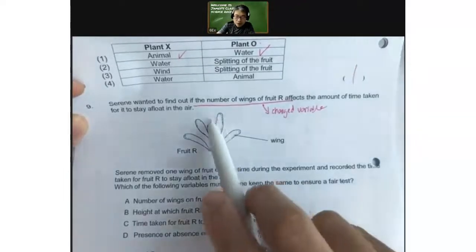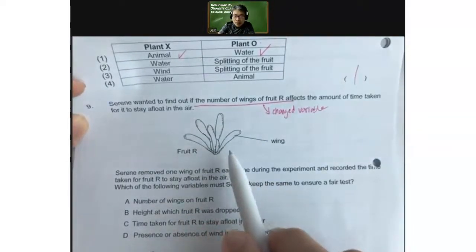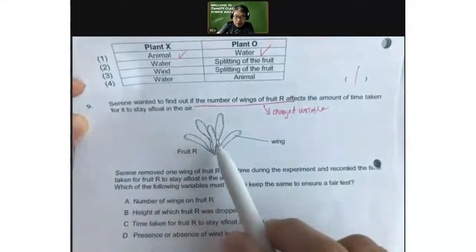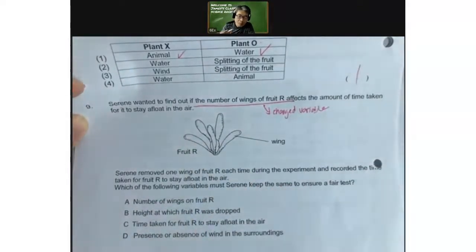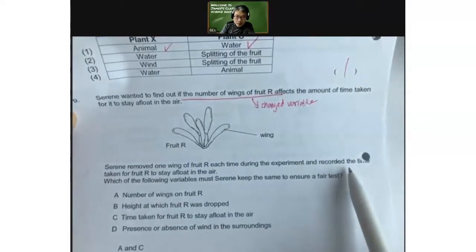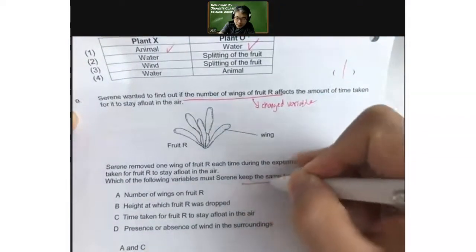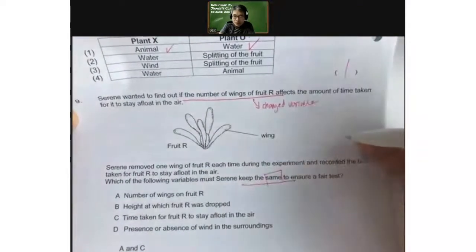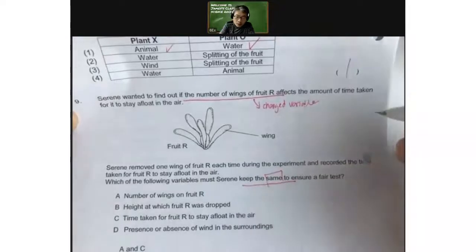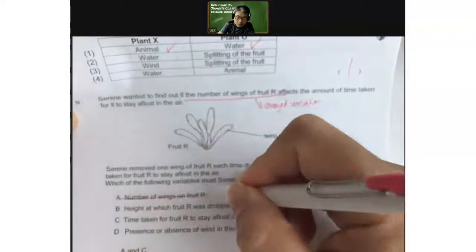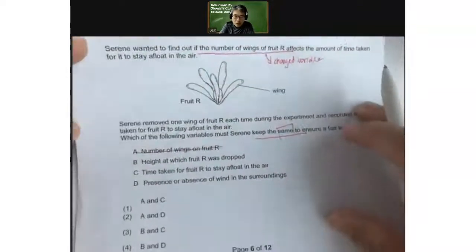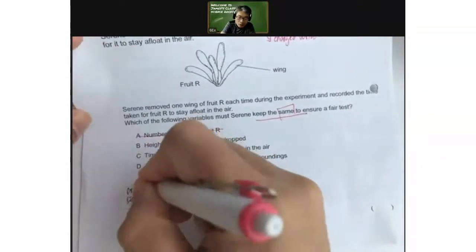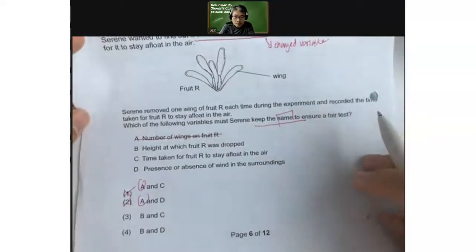At first, she did it with 5 wings. Then she repeated the experiment with 4 wings by removing one. Then she repeated again by removing another wing, leaving 3. And she kept doing it. And then she recorded the time taken for it to stay afloat in the air. So what must she keep the same? If you keep it the same, of course she cannot be removing the wings. So any answer with A must be wrong. So 1 and 2 must be wrong because A is there.